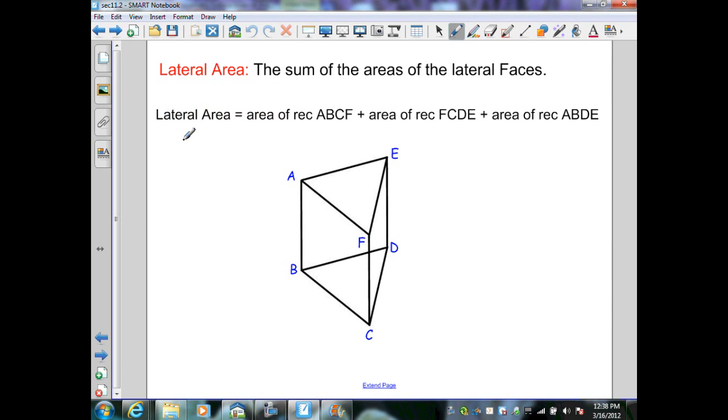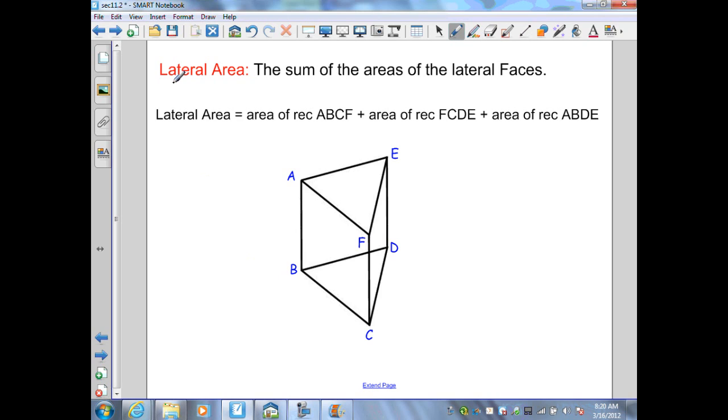Prior to solving problems about lateral area and surface area, remember that all solutions must be in terms of square units, such as square inches, square millimeters, square feet. So make sure that your solutions are all in square units.